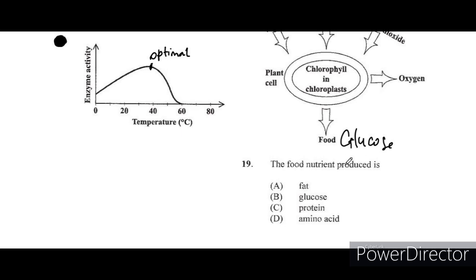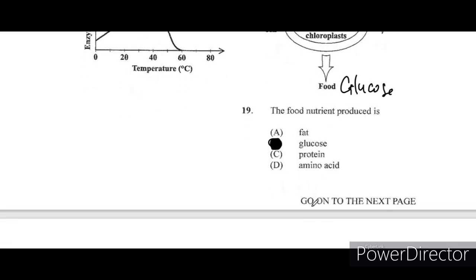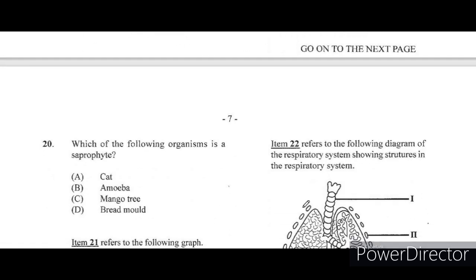Now, 19 says the food nutrient produced is, we just went through that, so 19 is B, glucose. It helps as well when doing multiple choice to think about the answers before looking at the answers provided, so you won't get easily tricked.